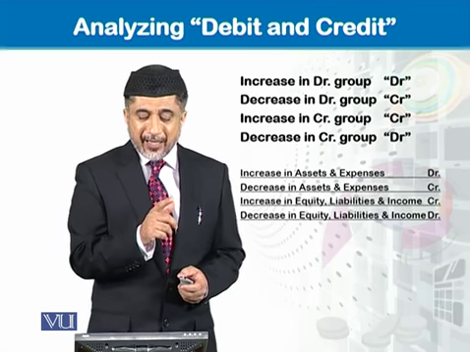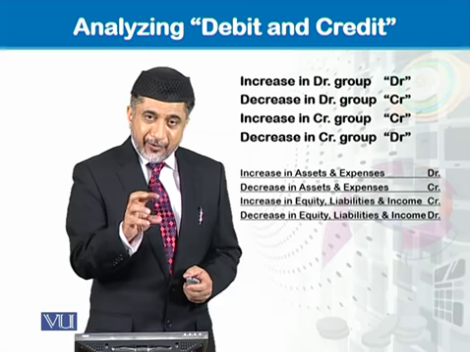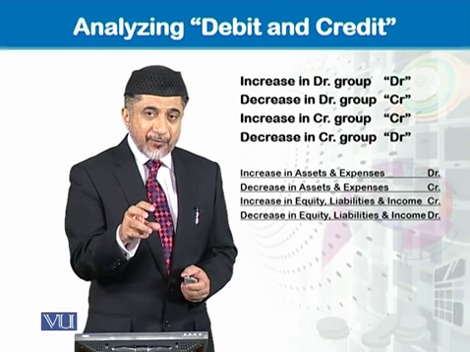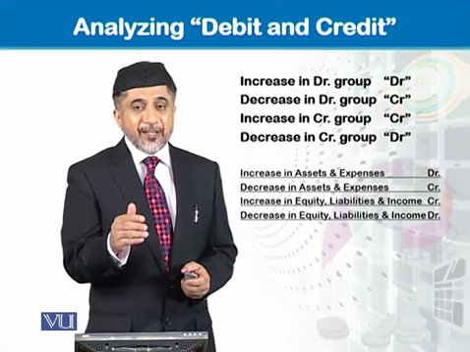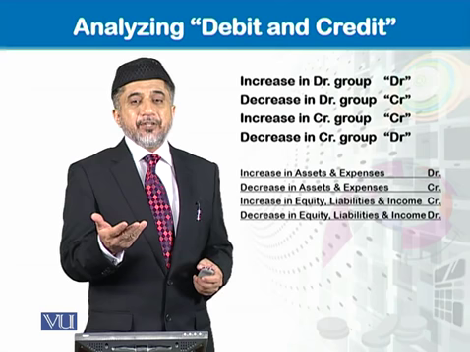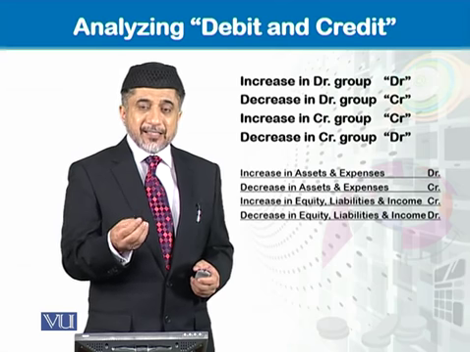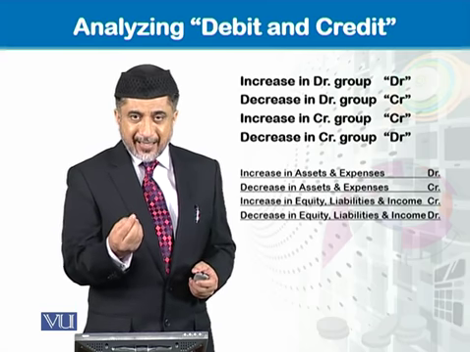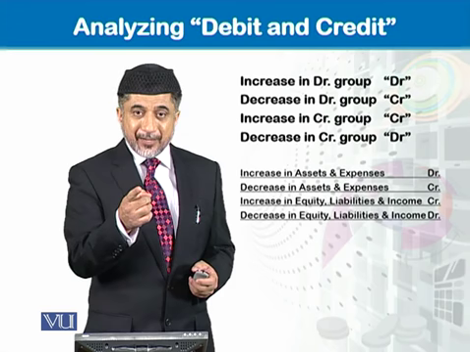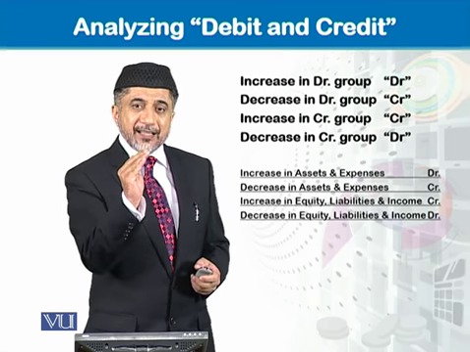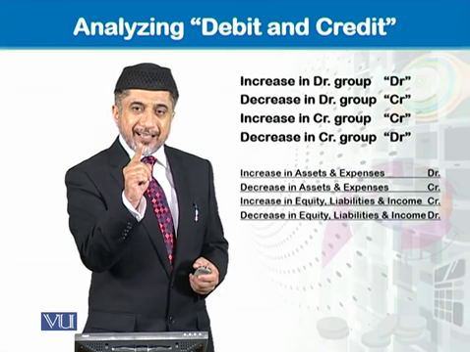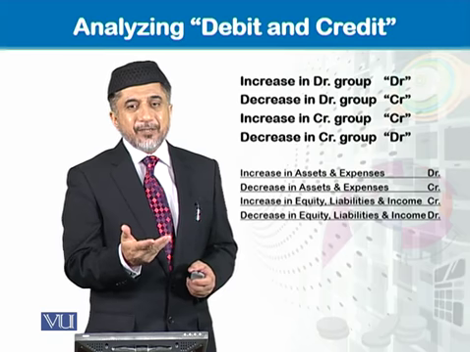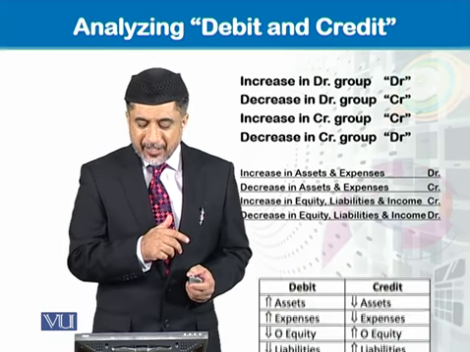So, the same thing, like we saw, that debit group consists of assets and expenses. If there is an increase in debit group, it would be debited. And if there is a decrease in debit group, it would be credited. Now repeat for credit group: if there is an increase in credit group, it would be credited. And if there is a decrease in credit group, it would be debited. Okay, let's repeat it in this way.